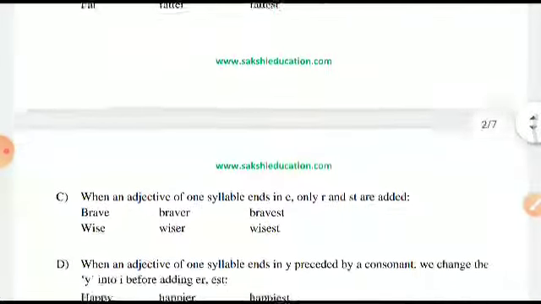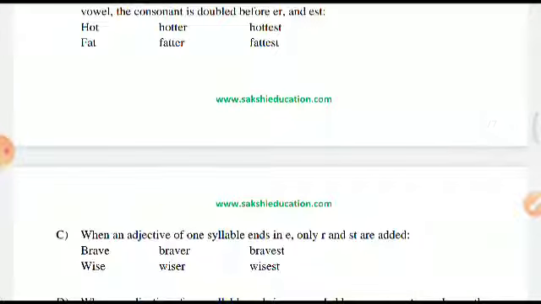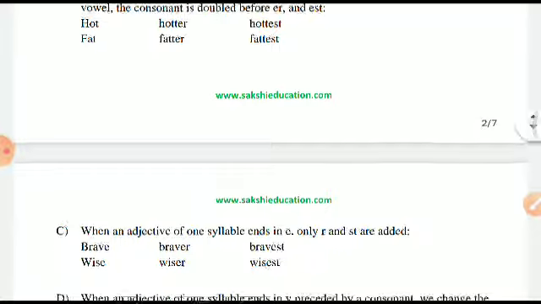Right? Okay. We move ahead. When an adjective of one syllable ends in E, only R and ST are added. Brave. Right? Here the adjective is ending with E, which is a vowel. So we have added only R and ST. Brave, braver, and bravest. Wise, wiser, and wisest.